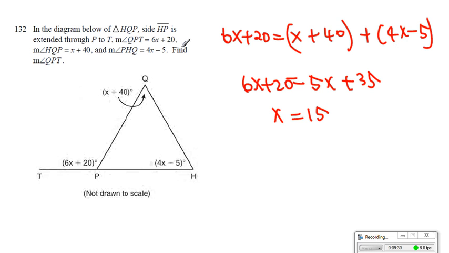Now, they're looking for the measure of the angle QPT. QPT, which means the exterior angle. When you plug in 15 in place of x, we end up getting 110 degrees.